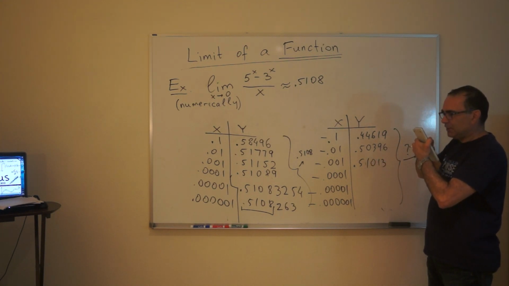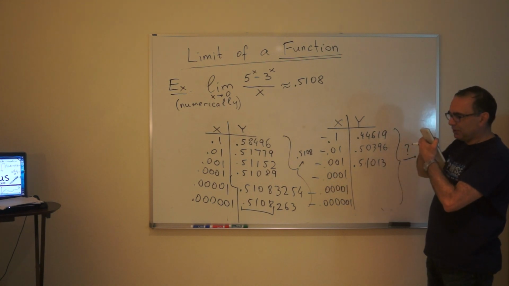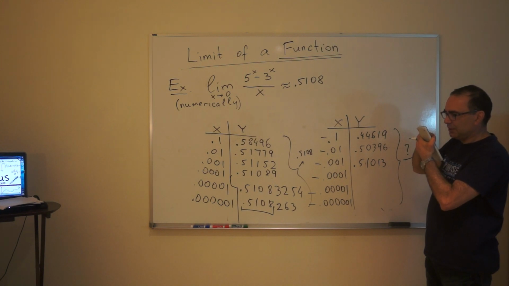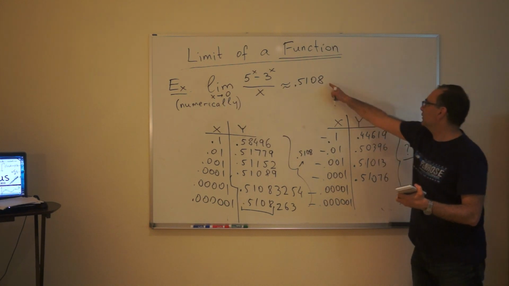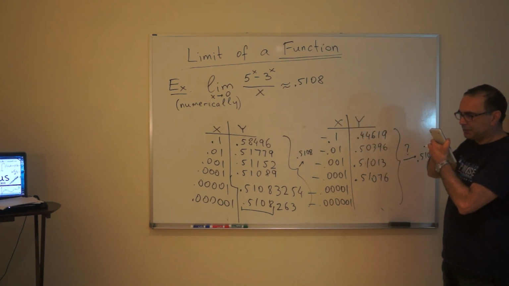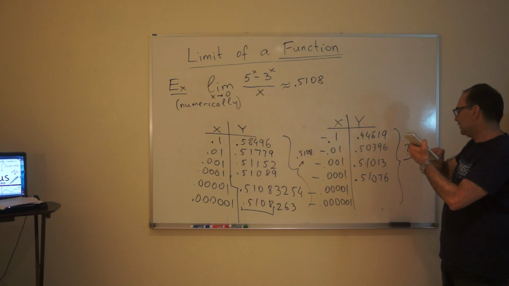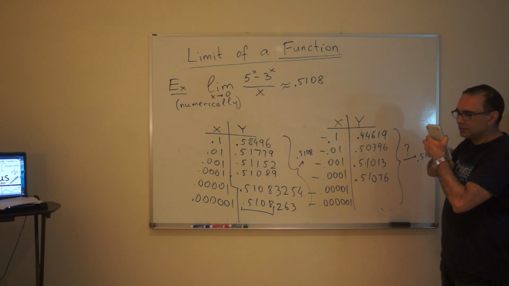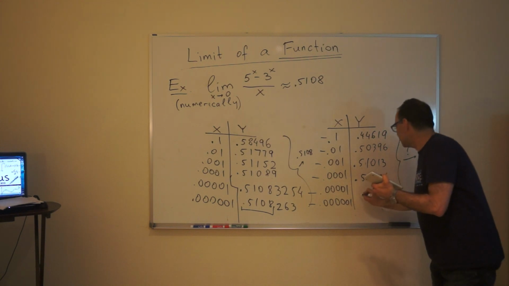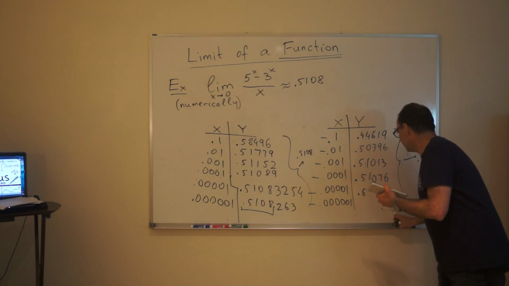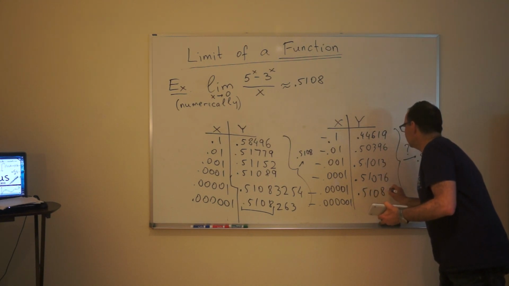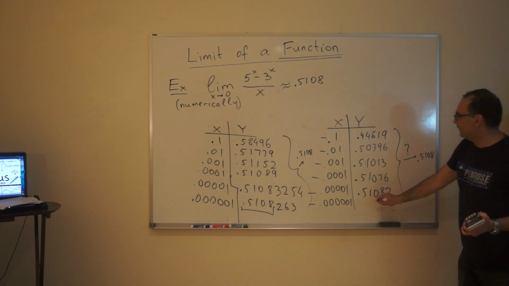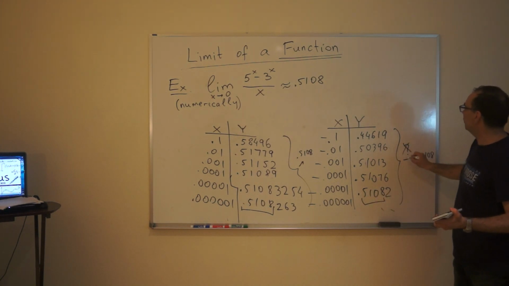For the number -0.0001, the answer is 0.51076. We can already see that it's pretty close to that, but let's try one more just to be more sure. So for -0.00001, the answer is 0.51082. So now, yes, we can see that indeed it approaches the same number.